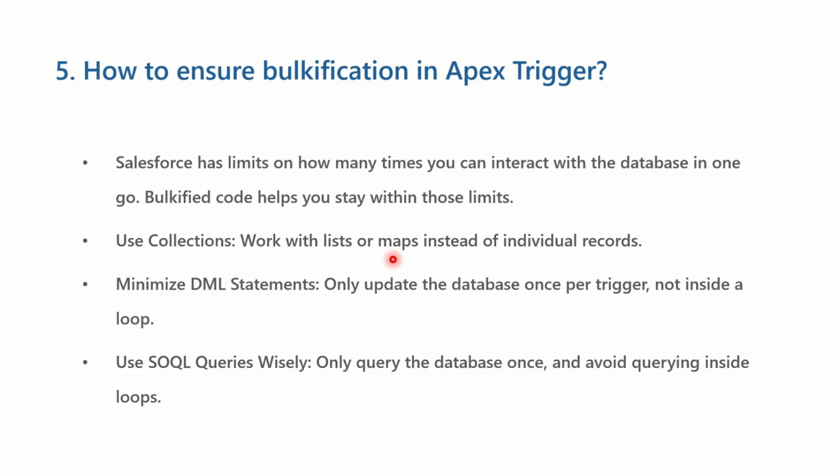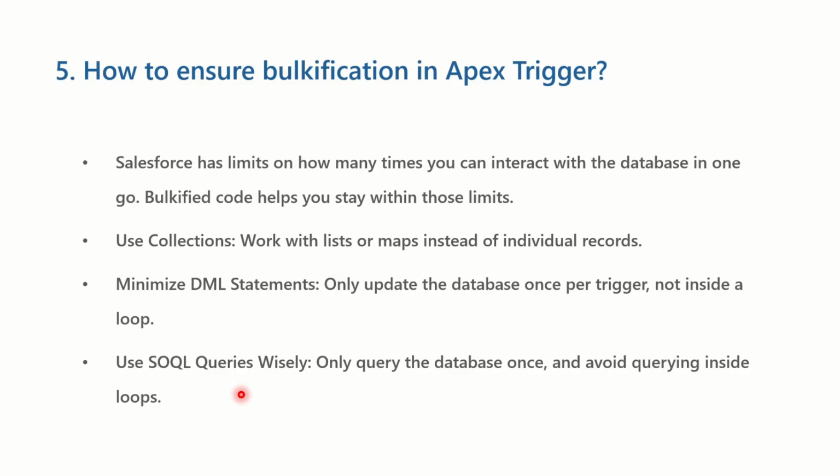So basically you don't have to do any updates inside a for loop, you don't have to do any queries inside the loop. Whatever you have to update, collect it in a list or map and then update it outside the loop, insert it outside the for loop.